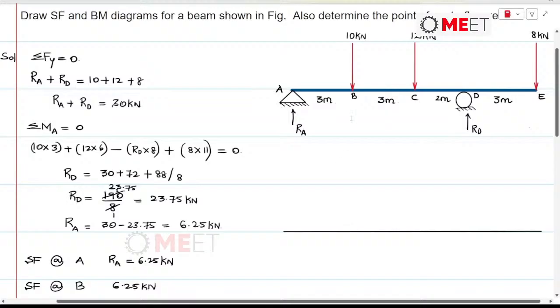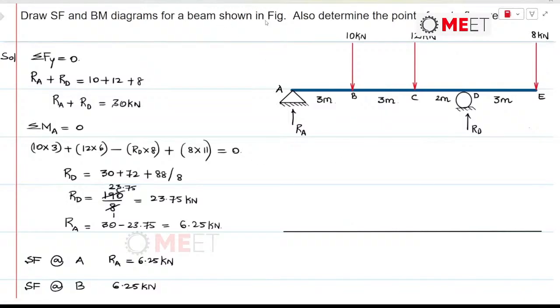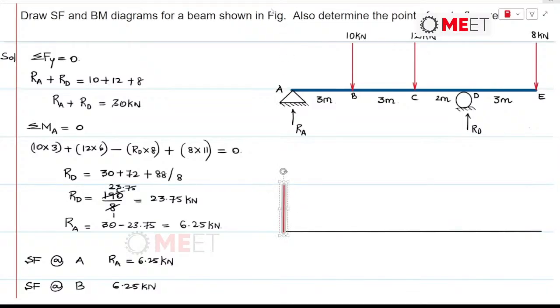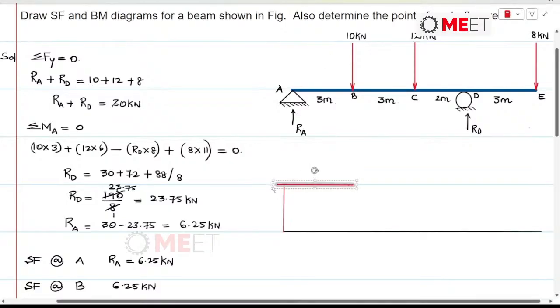Now reaction at A will be 6.25, so it will rise by 6.25 kilonewtons. So this is the rise, and it will continue to be 6.25 kilonewtons up till the point B, and from the point B onwards it is going to drop.